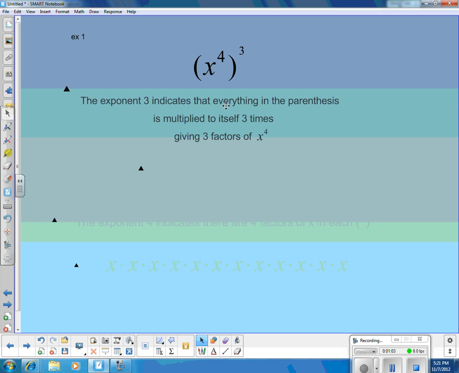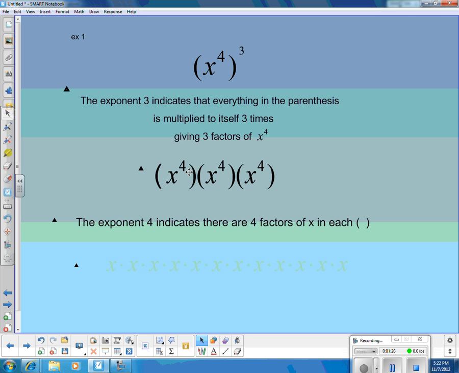The exponent 3 indicates that everything in parentheses is multiplied to itself 3 times, giving 3 factors of x to the fourth. And here's what it looks like. x to the fourth times x to the fourth times x to the fourth. If I expand this further, the exponent 4 inside the parentheses indicates there are 4 factors of x in each set of parentheses.